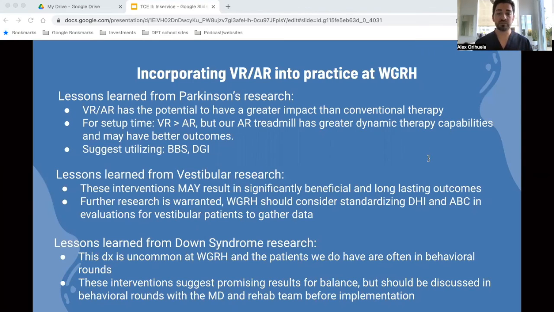Down syndrome is a less common diagnosis at West Gables, and having experienced one patient during my internship, we have had them in the past where they would go into behavioral rounding. And as per Steve, he has seen 2 to 3 cases, and they also have used behavioral rounding in the past. The study suggests promising results for balance, but should be discussed in behavioral roundings when applicable, and also discussed with clinicians who have had experience with Down syndrome.